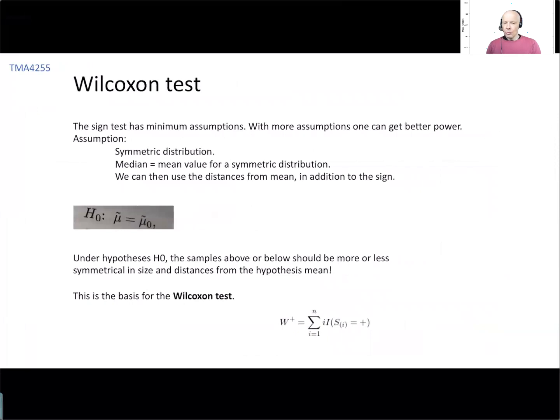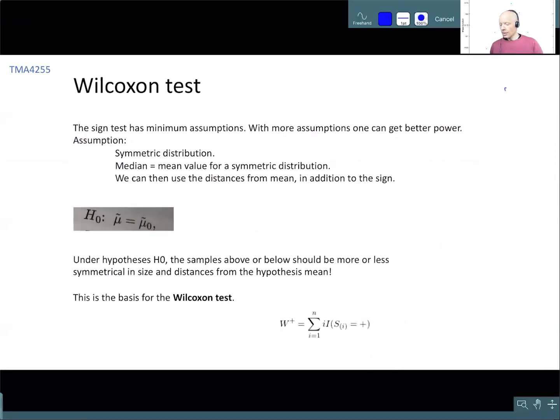Here we will require one more assumption, and this assumption is that we have a symmetric distribution. If we're willing to assume that the distribution is symmetric, we can get a better test that has higher power than the sign test. Since the distribution is symmetric, the median is the same as the mean for this case. So instead of doing hypothesis tests on the median, we can say that it's now on the mean. It doesn't matter what we do.